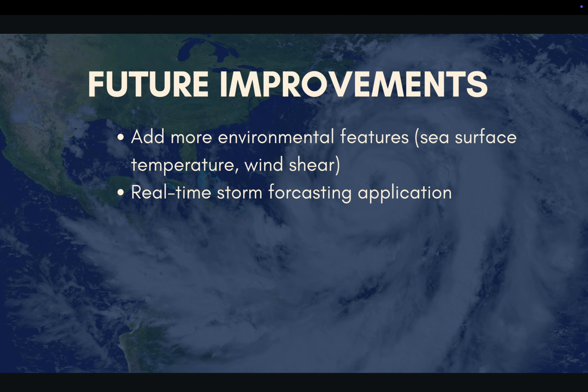Future improvements. One major improvement would be adding more environmental features, such as sea surface temperature or wind shear. These variables play a large role in hurricane intensification, and including them would likely improve intensity predictions even further. Another future direction would be developing a real-time forecasting application with real-time data feeds. This model could be used to generate live short-term predictions and show them on an interactive map for emergency planners or the public.